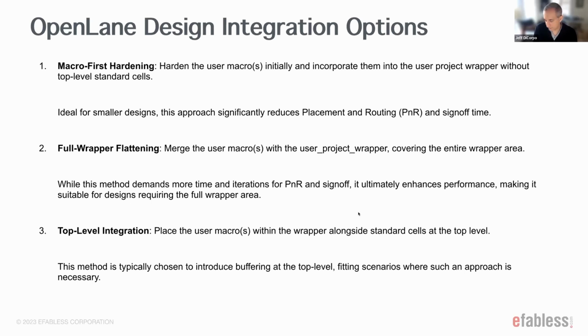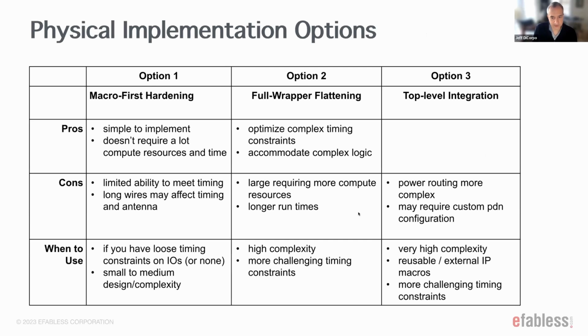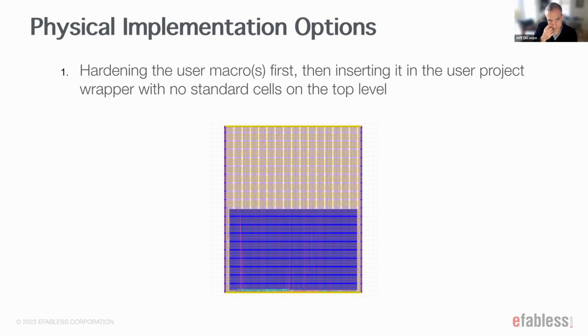So let's walk through these a little bit more specifically. This is a table that I showed last time, talking through some of the pros and cons. I think I've mostly articulated that verbally in the previous discussion. So I'm going to move forward to the examples. The first one is what we call macro first hardening.